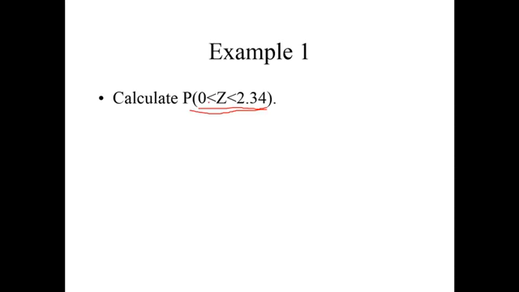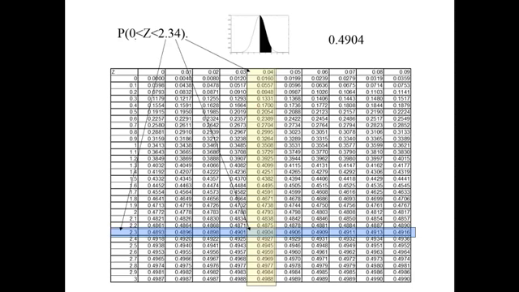Calculate the probability that z is between 0 and 2.34. And so again, this particular formula, the 0, it's that point right there. The 2.34, it's that point right there. The number we're looking for is this area in black.